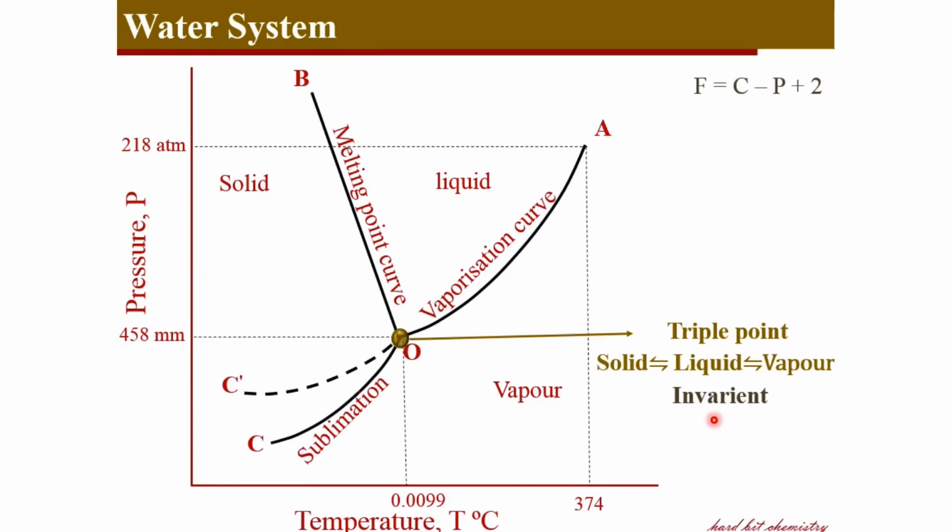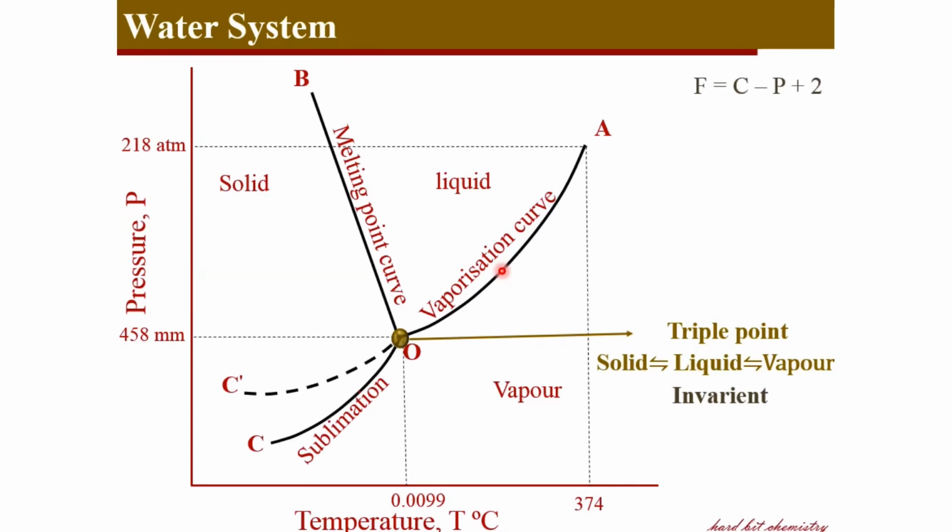On the other hand, let's consider one of the curves, let's say OA. The curve OA marks the equilibrium between vapor and liquid. And if you want to explain any point on OA, let's say this point on OA, you can see the degrees of freedom.